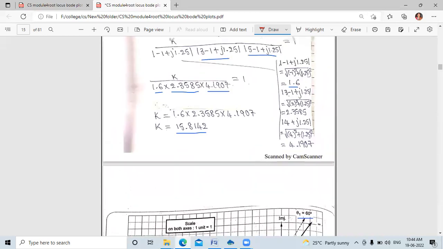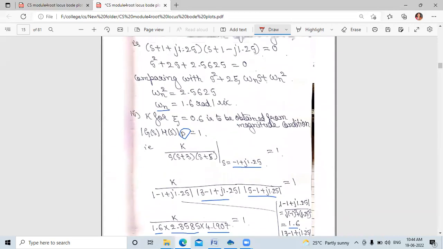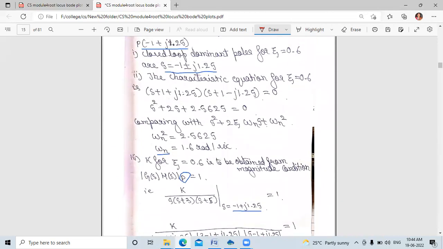After finding the value of p, you continue with finding the angle. You need to find the value of K and the value of omega n. This is a problem on the root locus. In the next class, we shall discuss other problems so that you will come to know how to find the angle of departure. Because in this there are no complex roots, we have not found the angle of departure. In the next problems, we shall discuss that.